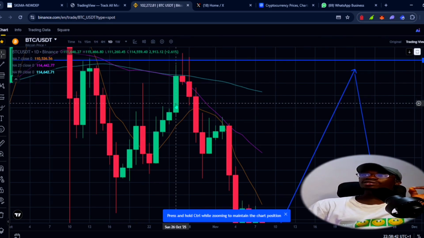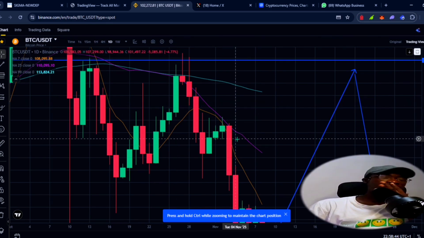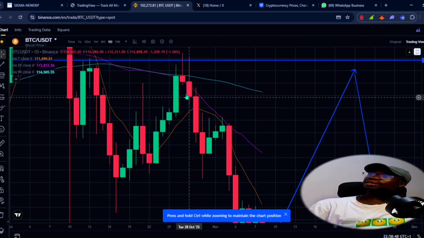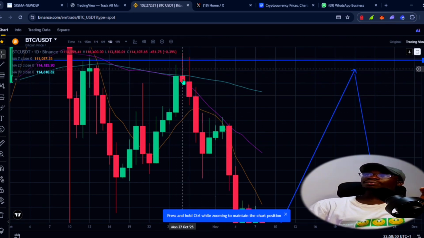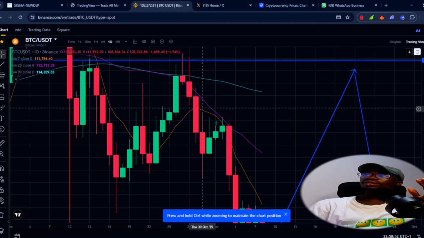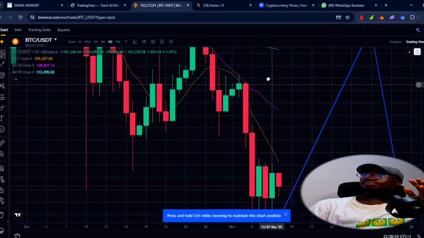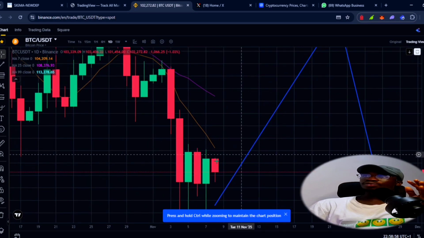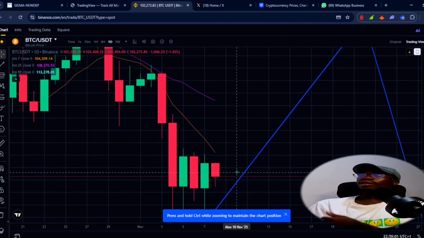Whenever you see a green candle, that means there's been an upward movement, a bullish movement in the market. And whenever you see a red candle, that means there's been a bearish movement, which means a downward movement. That means the market has been down. So let me zoom in and make it bigger for you.